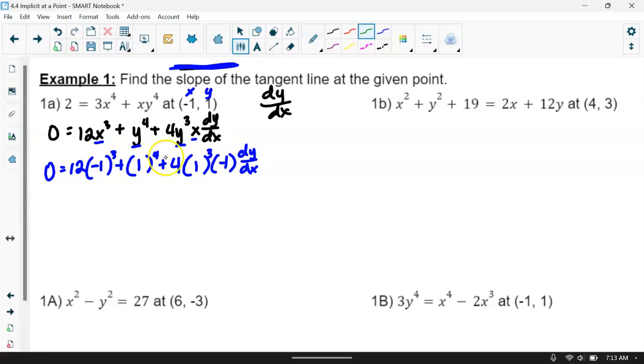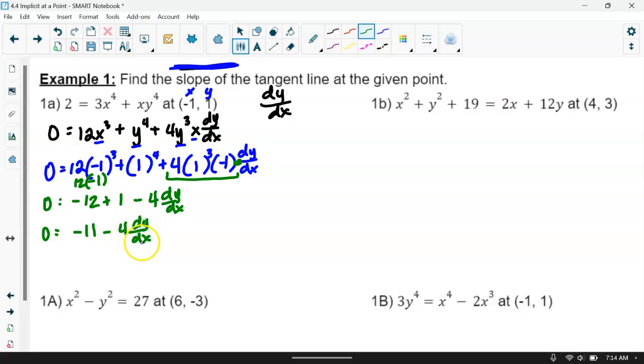Now we can go through and simplify. This is -1 cubed, which is still -1. So 12 times -1 is -12. Plus 1 from 1 to the 4th. Then remember, this is all being multiplied. This is our coefficient to dy over dx. So when you simplify, that's 1, but times -4, so -4 dy over dx. So here I've got -11, and then -4 dy over dx. Now we're solving our equation for dy over dx.